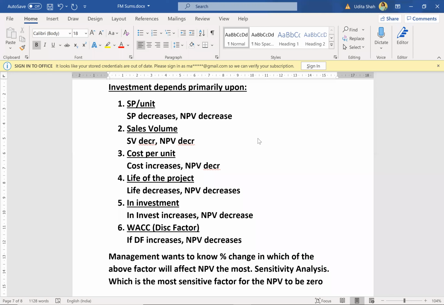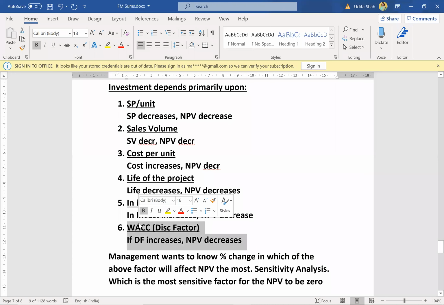Some of that you already know. So for example, at what discounting factor does my NPV become 0? You guys already know the answer. Yes, we have studied this before. Correct. IRR. So for this WACC, we can directly find out IRR, and we'll know our sensitivity factor.